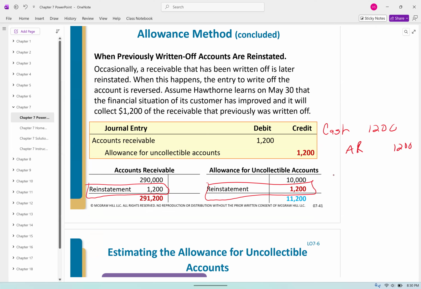Okay. A lot of students want to say, why don't we just debit cash 1200 and credit allowance for doubtful accounts or uncollectible accounts? Because by doing this right here, we go back. Let's just say that was a bad customer. We are making a record that that customer came back and paid us. Sometimes they'll do that just because they want to continue to establish credit with you.